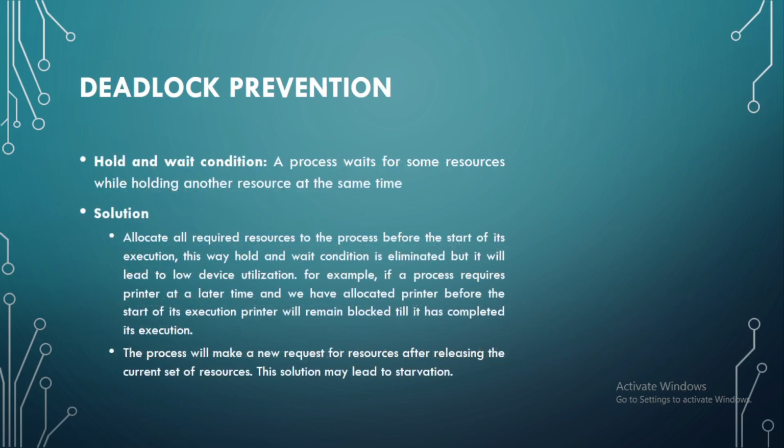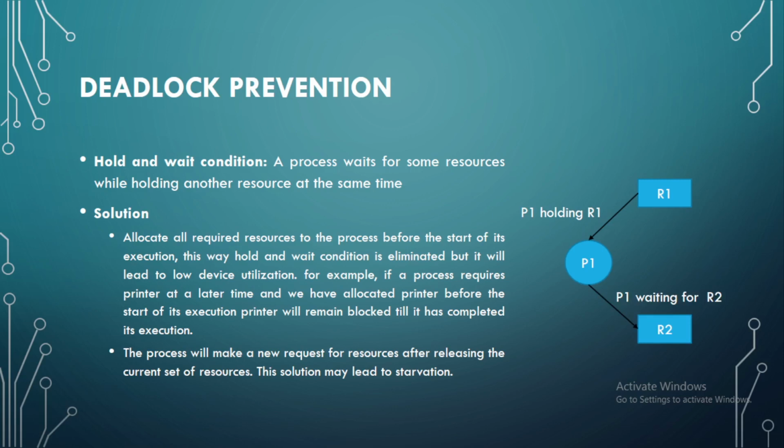Second condition, hold and wait. A process waits for some resources while holding another resource at the same time. The solution to the hold and wait condition is to allocate all required resources to the process before the start of its execution. This way, the hold and wait condition is eliminated, but it will lead to low device utilization.